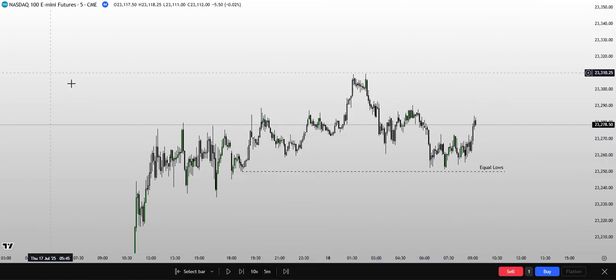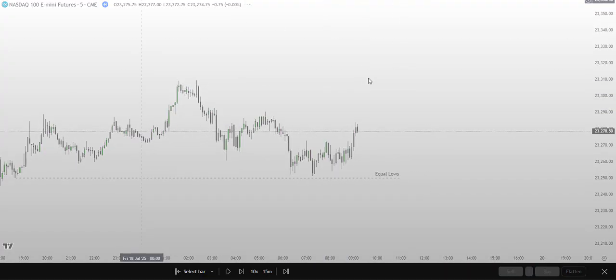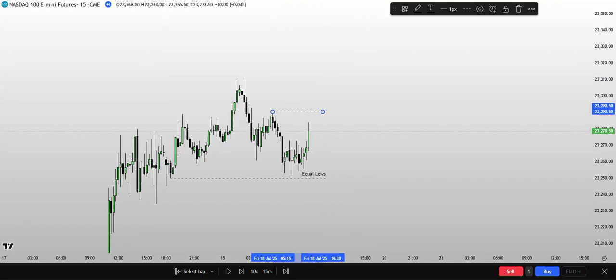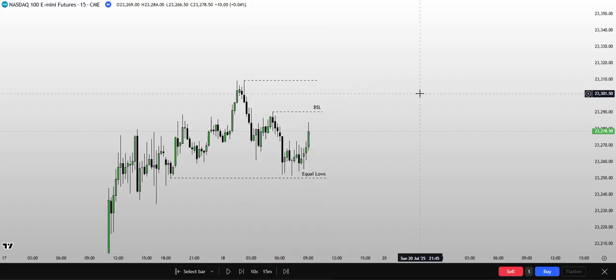So equal lows there. Let me look on the 15-minute here. So maybe we come and sweep this buy side liquidity. Maybe we come and sweep that one as well. Two areas I'm going to pay attention to, and if we get a reversal to the downside, that would be ideal.